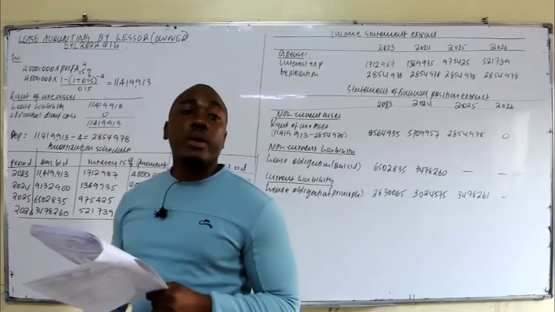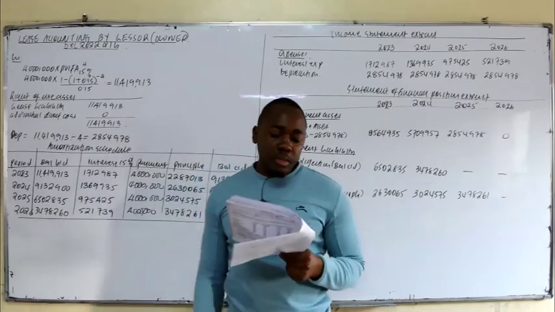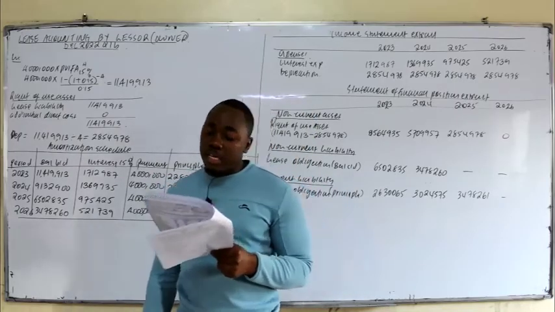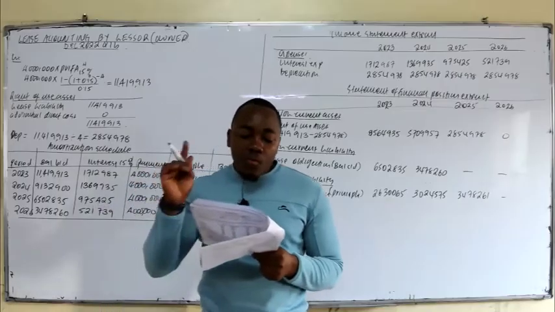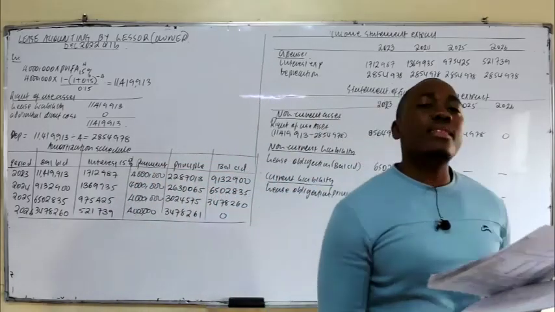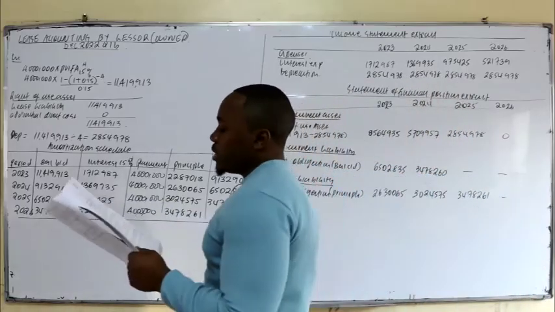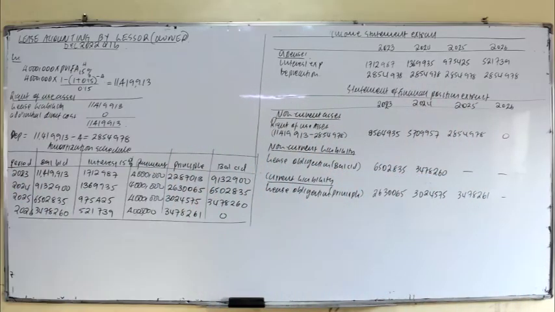Now let's go to the required. Demonstrate with suitable calculation the accounting treatment of the above lease transaction in the financial statement of Vox Limited, that's the owner, for the year ended 30th of June 2023, 2024, 25, and 2026. So as a result, how do you account for this?